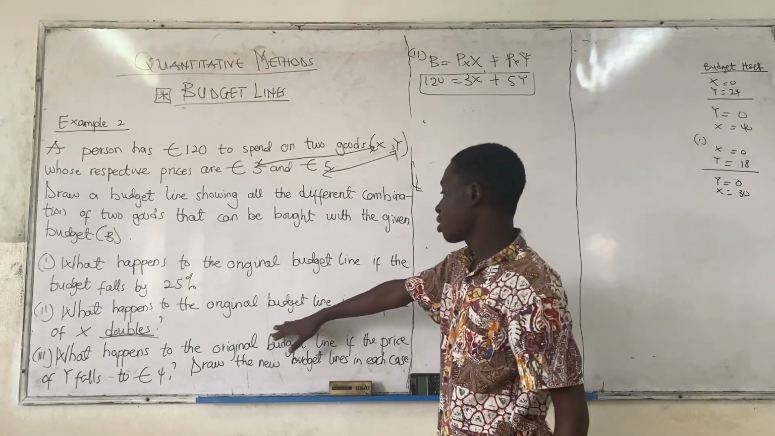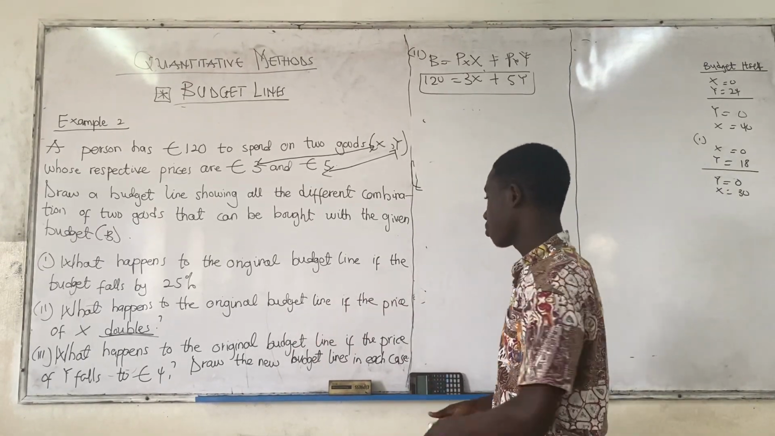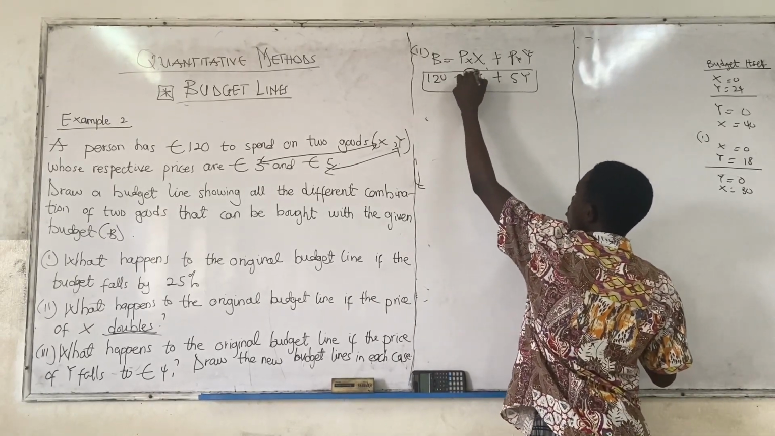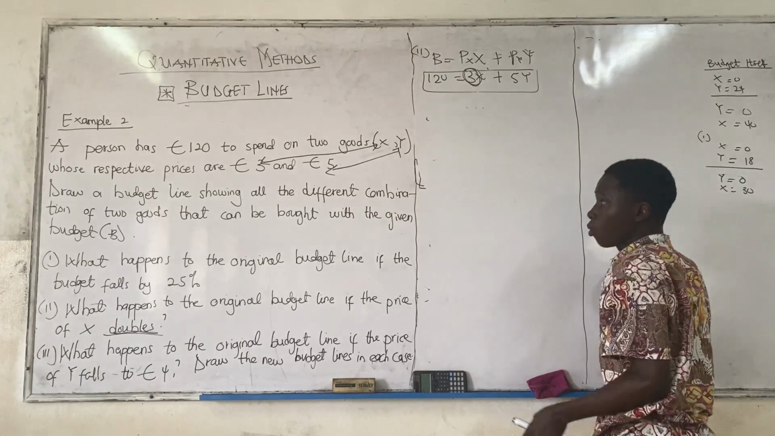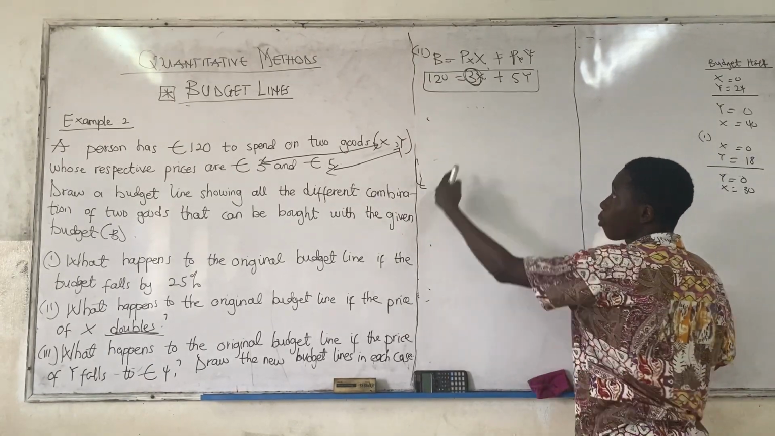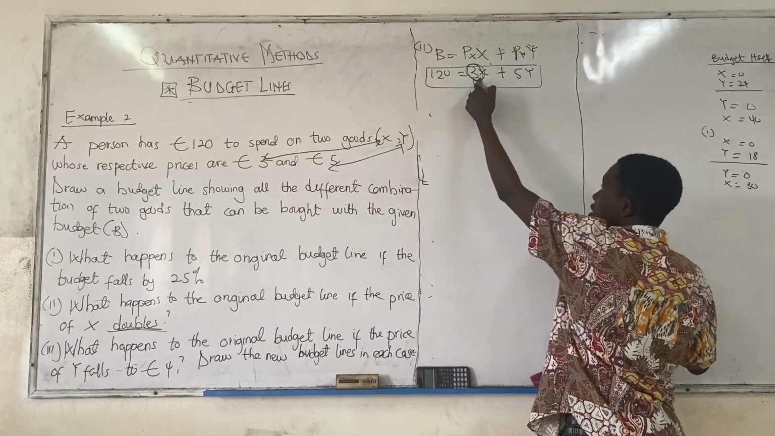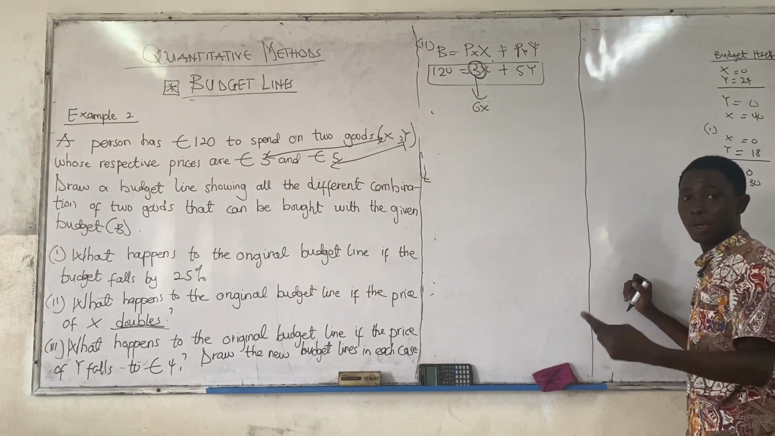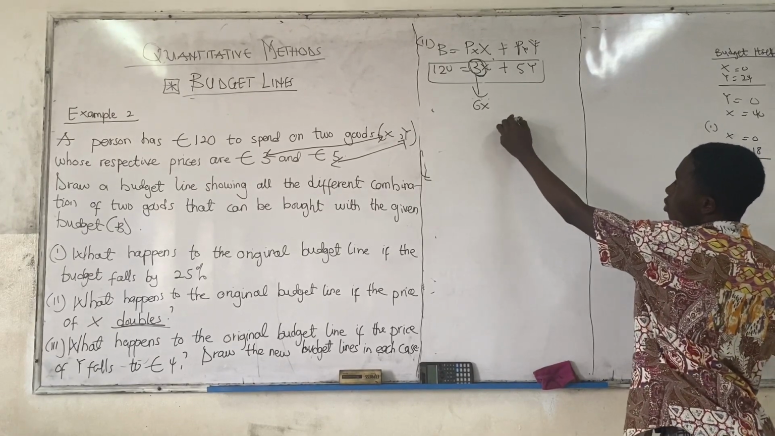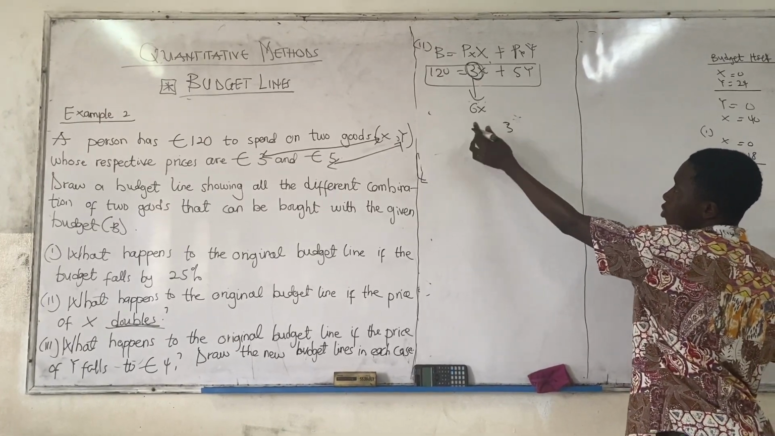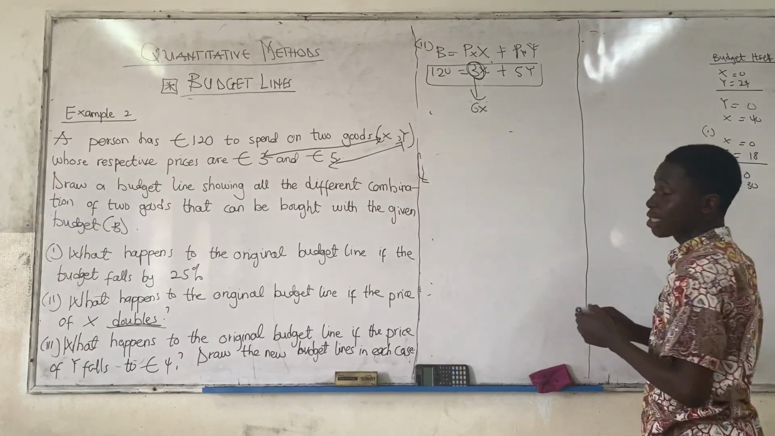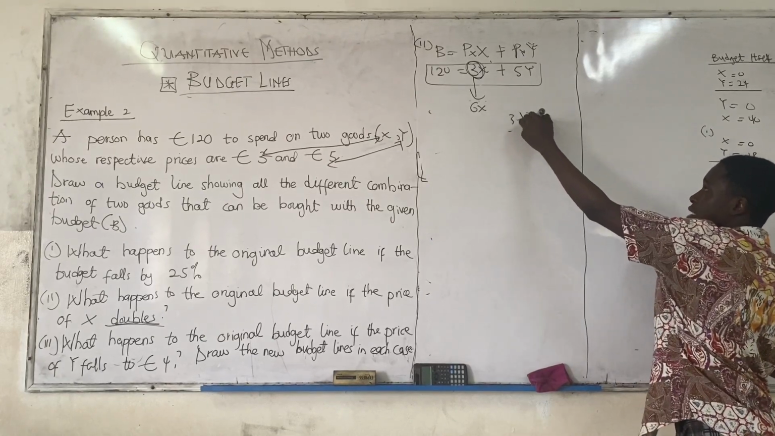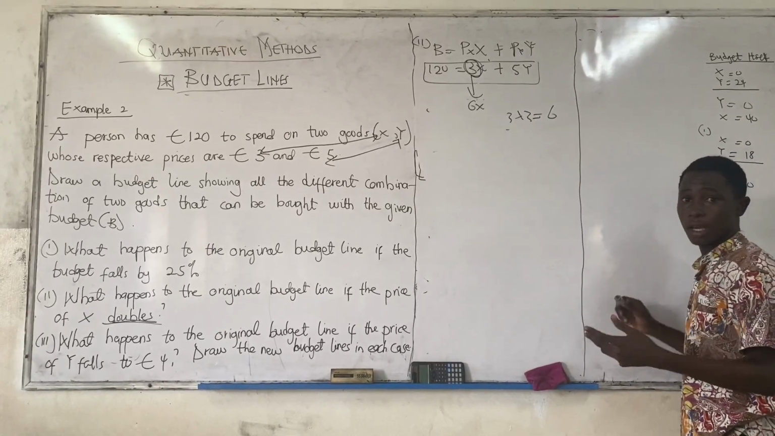But with the II, you are saying what happens to the original budget line if the price of X doubles? If the price of this doubles, what is it going to be? Since the price of X is going to double, it's going to be definitely 6x. Doubles means that particular number twice of it, so 3 plus 3 is going to give you 6.